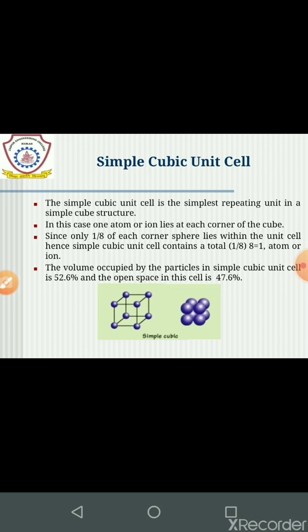There are two other important parameters for analysis of crystal structure, that is volume occupied and open space. The volume occupied by the particles in the simple cubic unit cell is around 52.6%, and the open space in this cell is 47.6%.